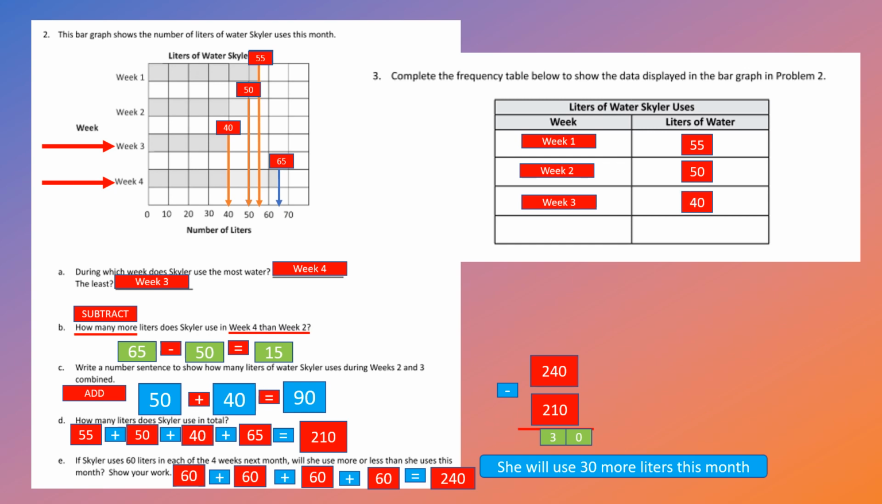Good, 65. So here, all we were doing was taking the information from the bar graph and transferring it into the frequency table. That's it. No math involved. We were just copying information in a different format. That's it. Now, if you need to pause your video to make sure that your homework matches my screen, go ahead and do so now.